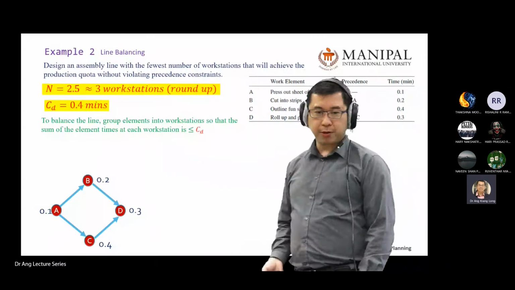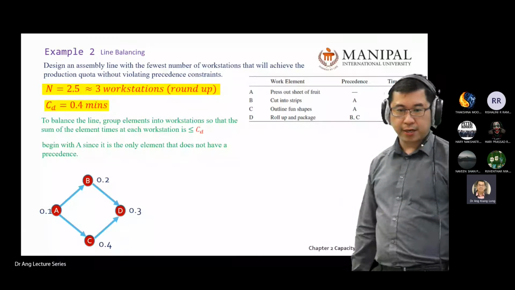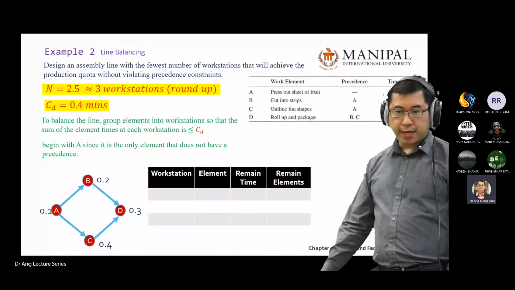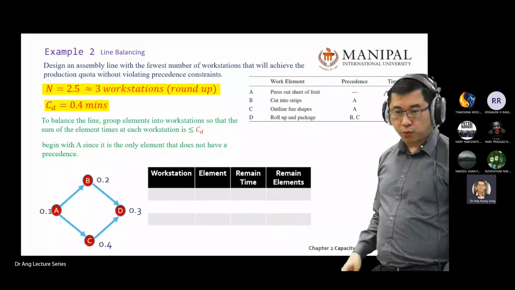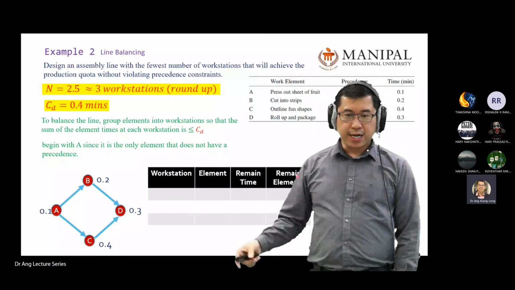So how do I build? I look at station 1. I start with 1. Okay, this is a table to help me to build my planning. First, I start with station 1.